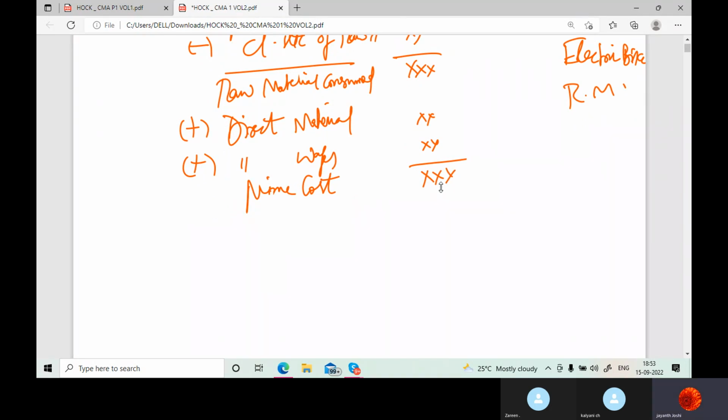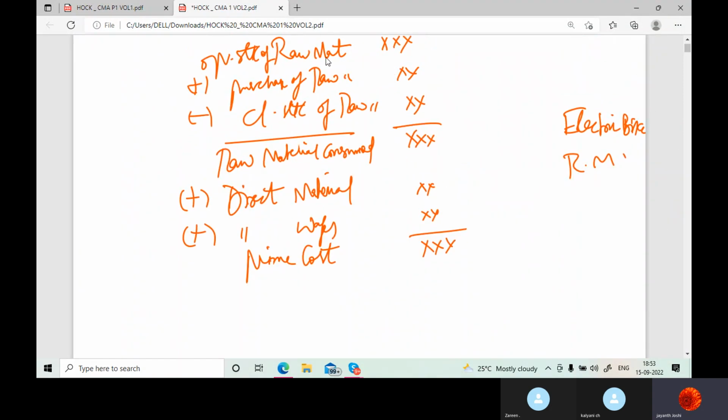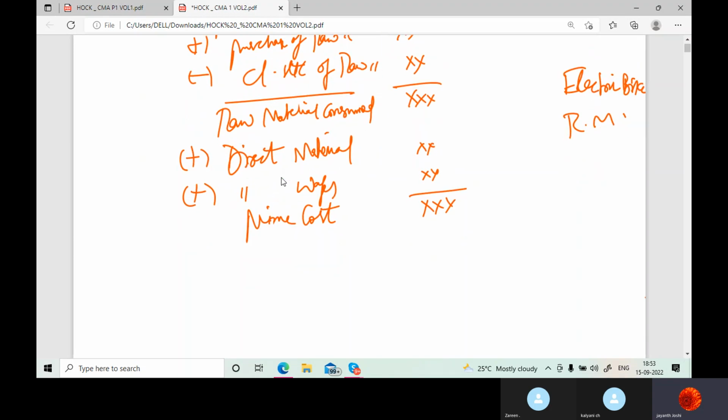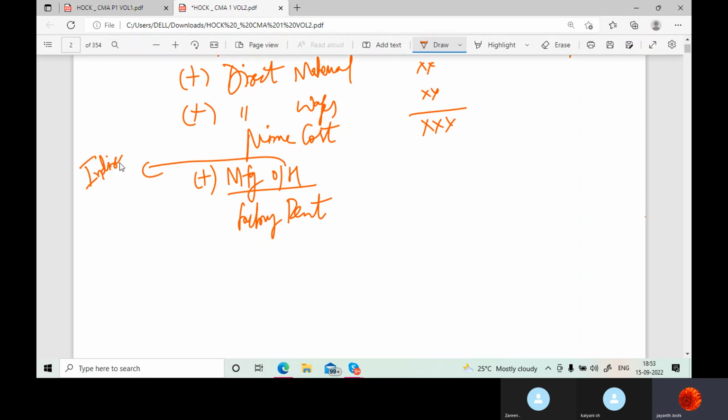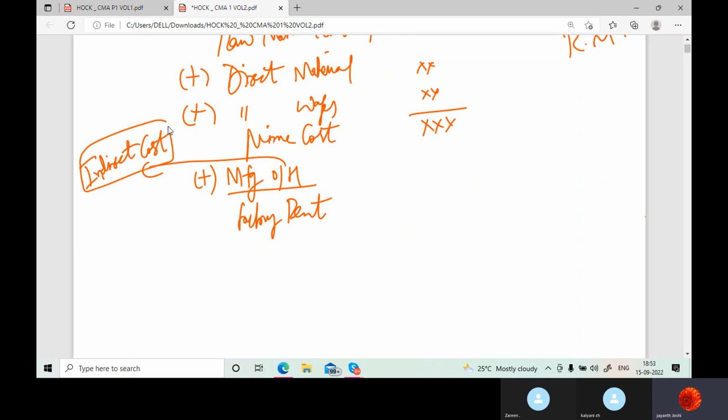Now you can carefully see I'm speaking about raw material, purchase of raw material, closing stock of raw material. We have raw material consumed, direct material, direct wages, prime cost, and then we have what we say, manufacturing overheads. So when I'm speaking about adding all the factory expenses or manufacturing overheads, factory rent. When I speak about overheads, I'm speaking about indirect cost. So from here, indirect cost comes into the picture.